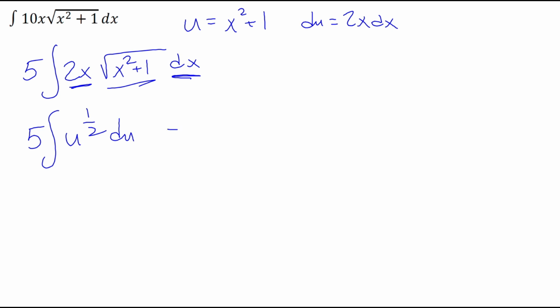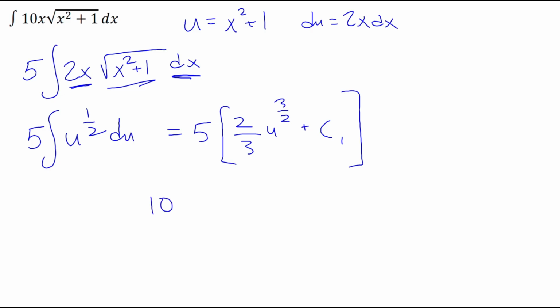So now we'll integrate. We'll have 5 times 2/3 u to the 3/2 plus some constant. And when we multiply the 5 in, we'll end up with 10/3 of our u, which was x squared plus 1 to the 3/2. Always make sure you write that back in terms of x, and then plus some constant.